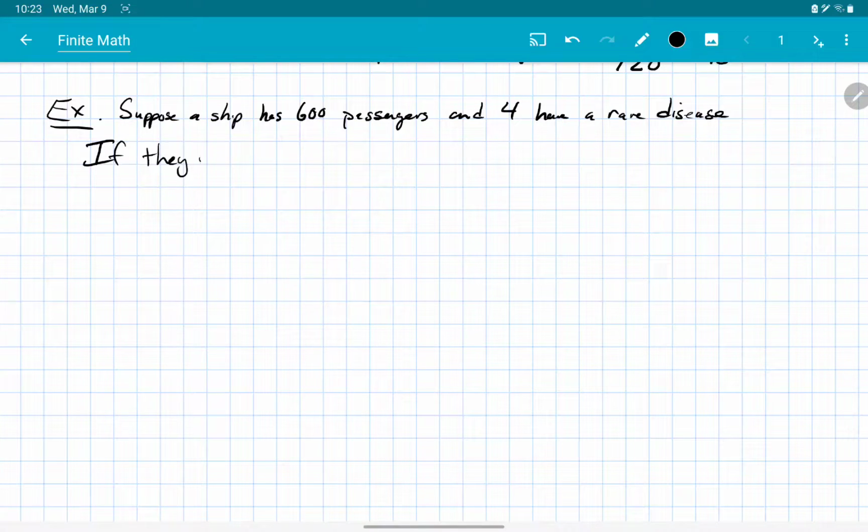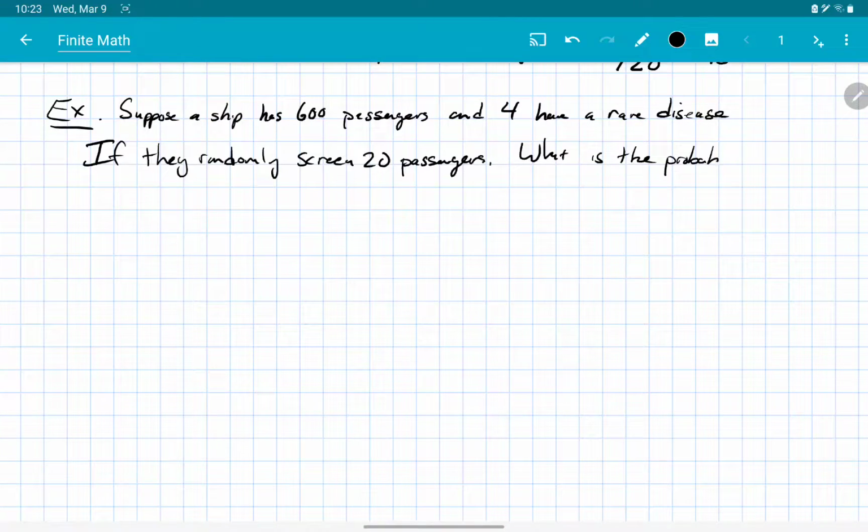If they randomly screen 20 passengers, what is the probability the disease will escape detection? Okay, there's only 4 people that have the disease of those 600, and we are going to randomly screen 20 passengers.